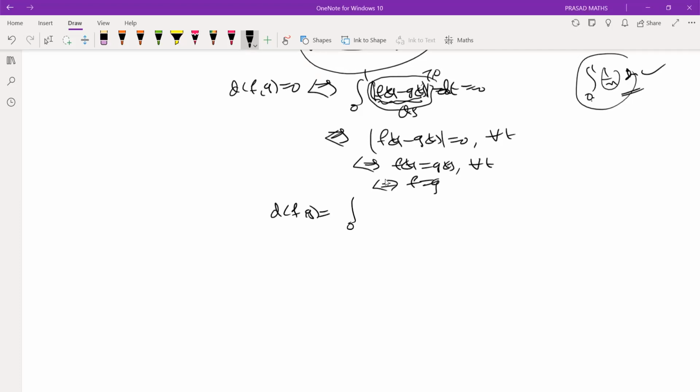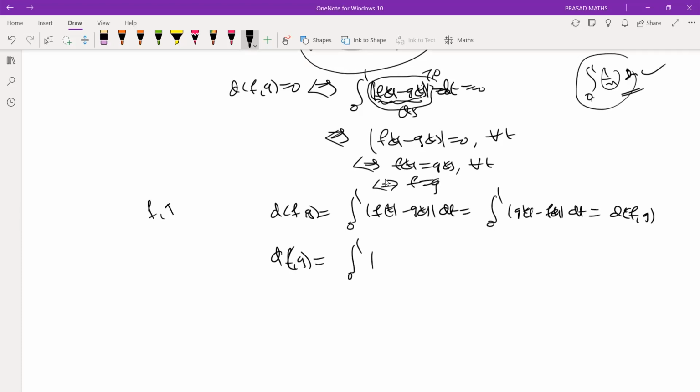d of f comma g is equal to what? Is my triangle inequality? You know there is a modulus, there is no problem. This is nothing but the integral of mod of g of t minus f of t. Therefore, the symmetry property holds, there is no problem. What about the triangle inequality? You start with three continuous functions.